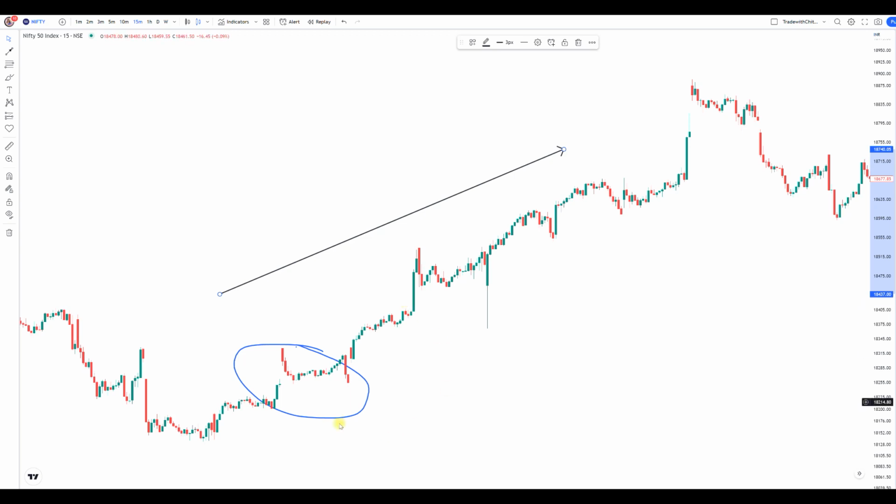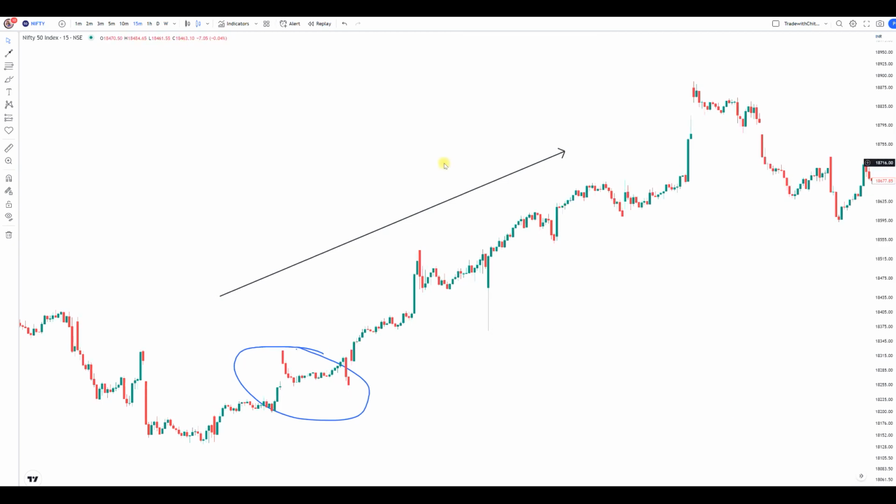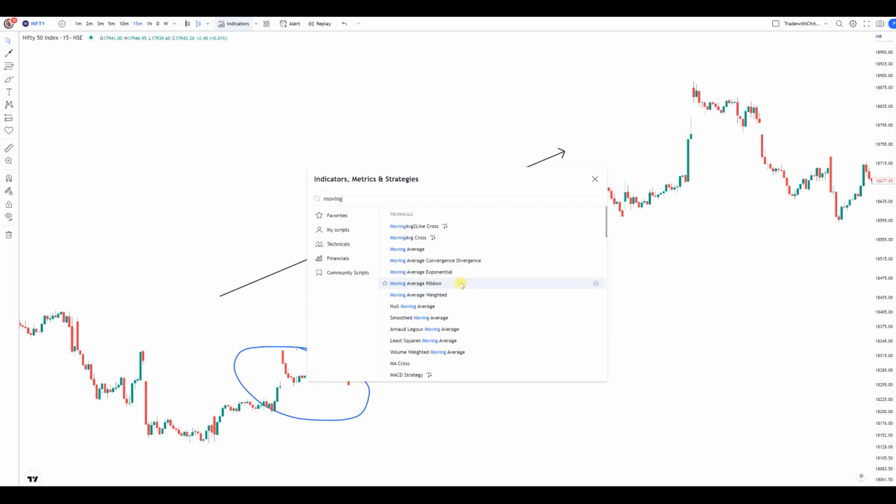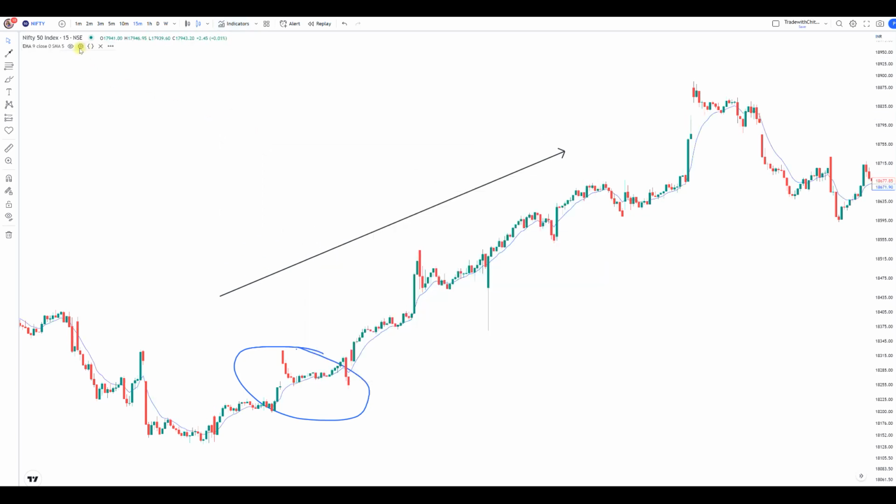So for that we will be adding moving averages according to the time frame we are using, or according to which type of trader we are. Now we can add the moving average. Go to indicators and choose moving average exponential. By default it will be 9. You can use any EMA, but here I am going to show the example with the 50 EMA.